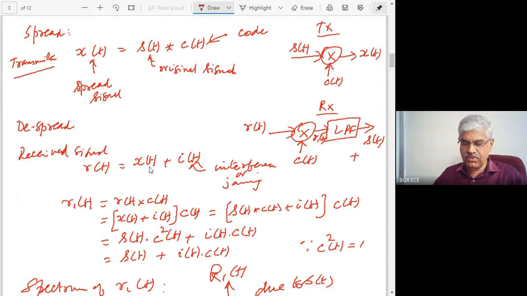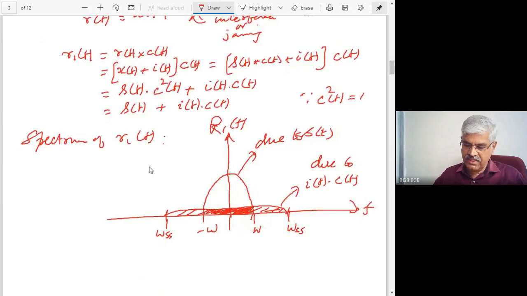So it is known to the intended, friendly receiver, and they also multiply the received signal with the code and get R1 of T like this. After simplifying this R1 of T, we find it contains the signal in the baseband spectrum, whereas the interference is in the spread spectrum, which is of very low strength. So the interference or jammer remains at a low signal level, whereas the original signal has been enhanced to this band with the full power.